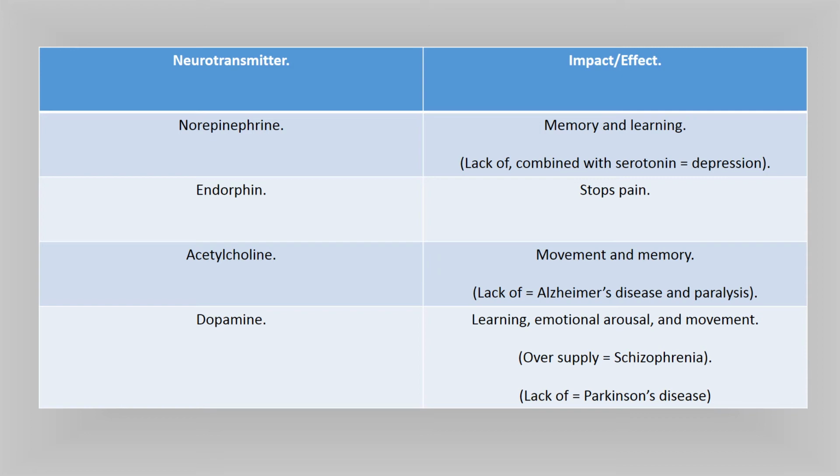An oversupply of this can cause schizophrenia. Don't know why I had trouble saying that. And then a lack of this could cause Parkinson's disease. So again, these are just some of the neurotransmitters that are very common, and how they impact the body. And again, these are transmitted between neurons.